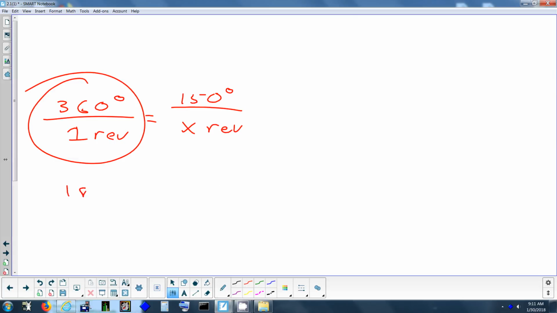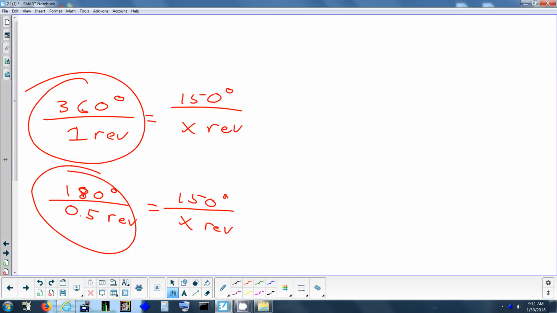Now, what if somebody had said this as a starting point? Is that true? Yeah, that's perfectly fine as a starting point as well. If you use that to solve this problem, you're going to get exactly the same answer. But the key is you've got to have something to start with. You have to already know a connection between a certain amount of degrees and a certain amount of revolutions. Whether you know 360 and 1, 180 and 0.5, 90 and 0.25, it doesn't matter. You just have to know a starting fact.